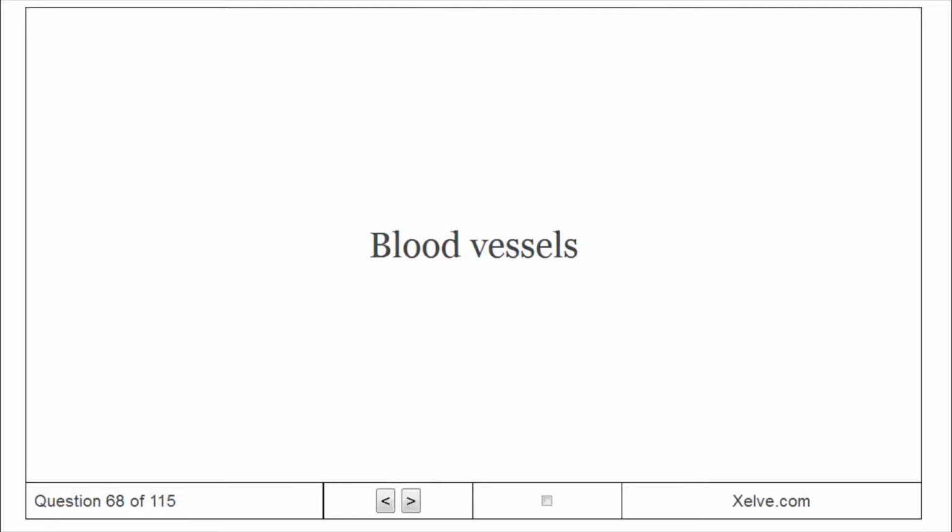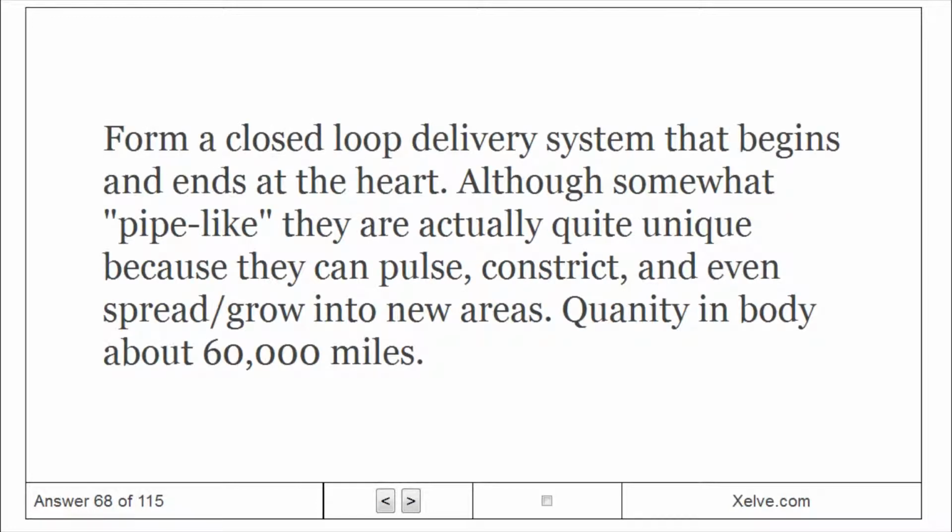Blood vessels form a closed-loop delivery system that begins and ends at the heart. Although somewhat pipe-like, they are actually quite unique because they can pulse, constrict, and even spread and grow into new areas. Quantity in the body: about 60,000 miles.